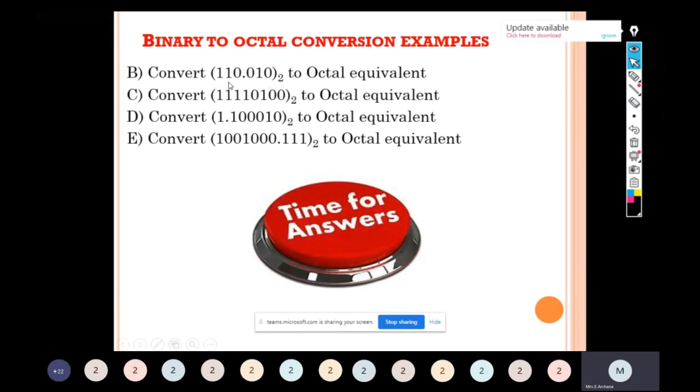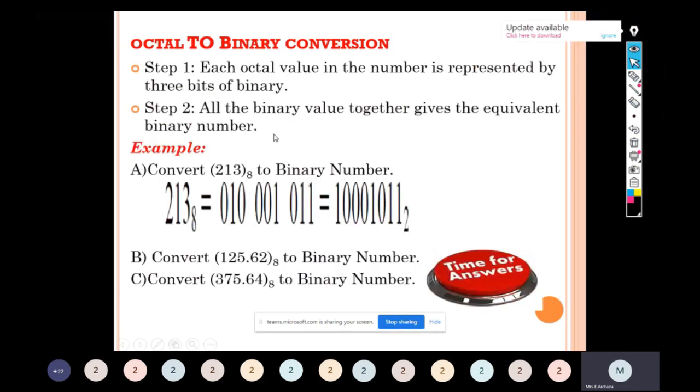110.010. So for 110, the answer will be 421 code. So 110 belongs to 6. 010 belongs to 2. So 6.2 to the base 8 is the answer for B question. Like this, we can practice.